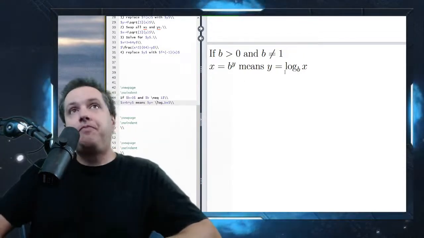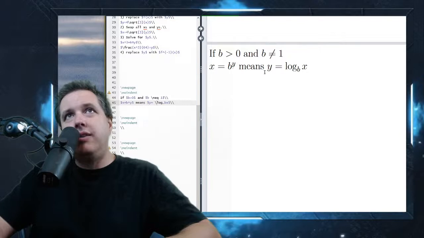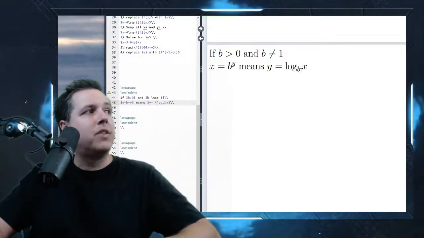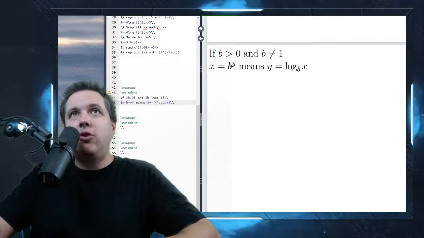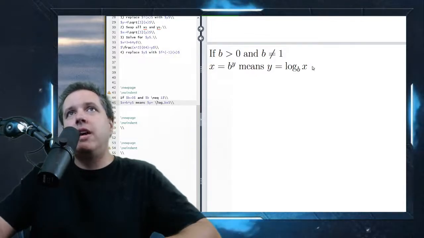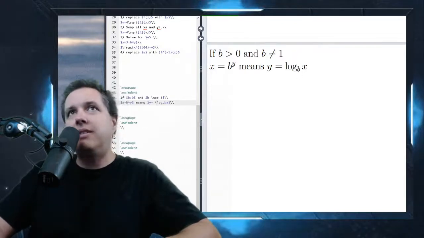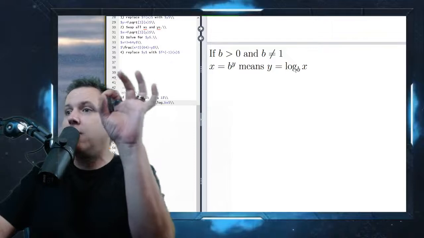Okay, so watch where the b is going. The base is a subscript over here on the log, but the base is the base over here. Now, people sometimes look at this like it's an exponent. Oh, that's b to the x. No, the b is like a subscript. It's like a note, like a footnote.